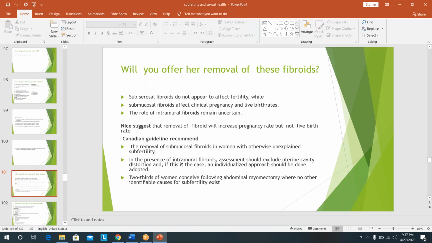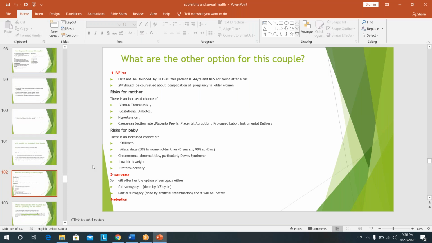In the patient with intramural fibroid affecting the uterine cavity, making distortion of the cavity, this patient may also be offered removal of the fibroid. And according to the guideline, the RCOG, after abdominal myomectomy about 2/3 of the patients will become pregnant. 2/3 of the patients will conceive following abdominal myomectomy where no other identifiable cause for subfertility exists. Okay, so the examiner will ask you the next question.